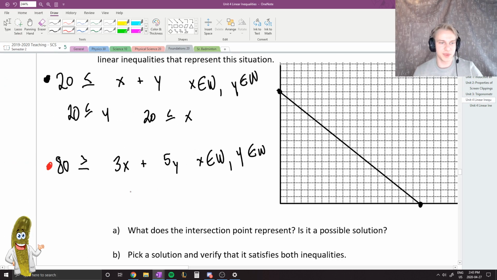And then we want to deal with this second equation here. We want to set x and y equal to 0 again. So 80 greater than or equal to, let's set y equal to 0 first. We have 3x. I would need to divide both sides by 3. And when I do that, I'm actually going to get a decimal point, because 80 divided by 3 is in fact 26.6.